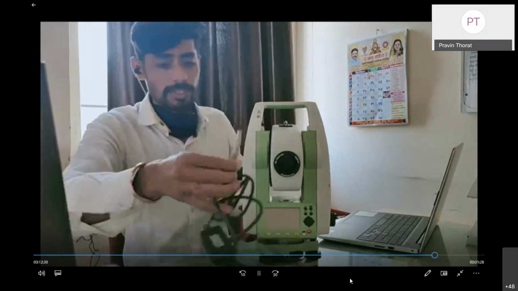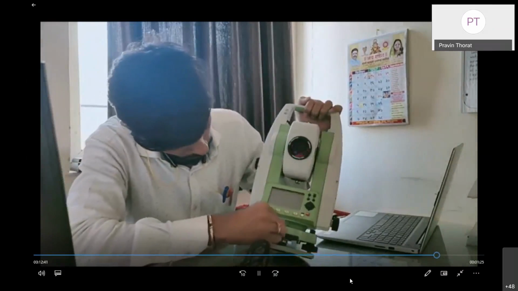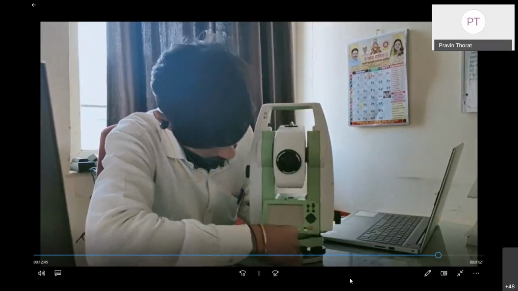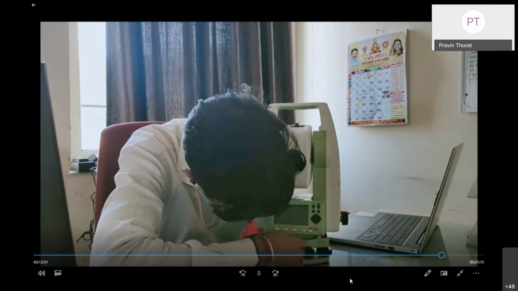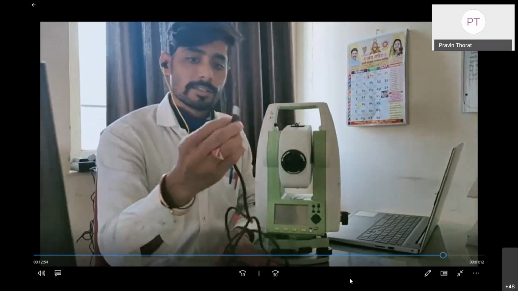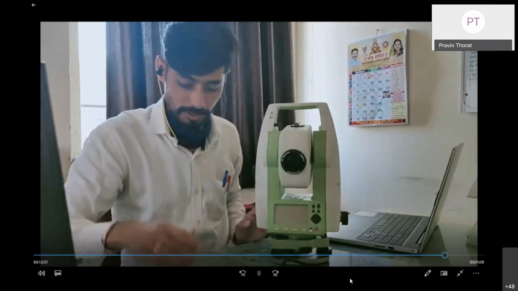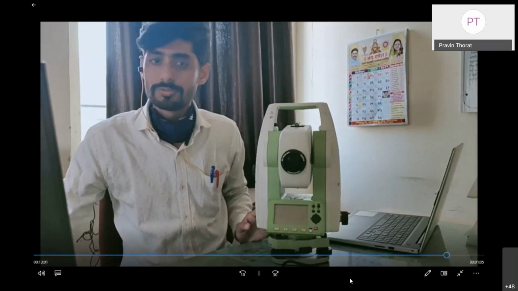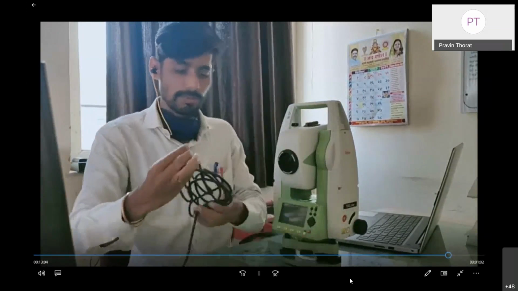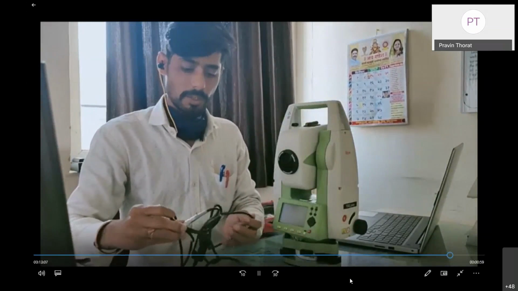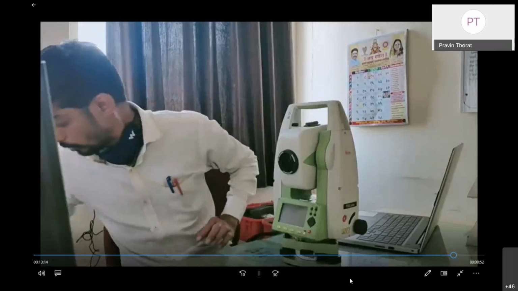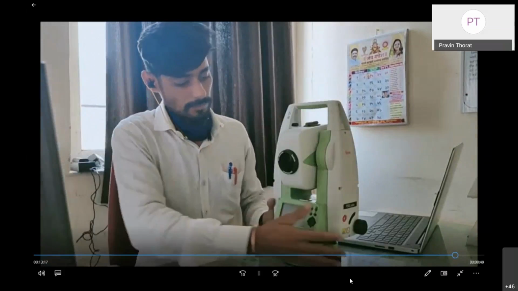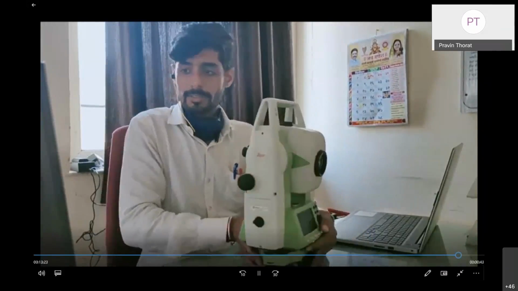This type of cable is provided for connecting the theodolite to the instrument, just by placing this knob, and this will be attached to the computer where the software is to be installed. We have to install software which will be useful for plotting or calculation of survey data. This is the cable provided for input or export of data to the machine of the instrument. This is all about the component parts of the total station.